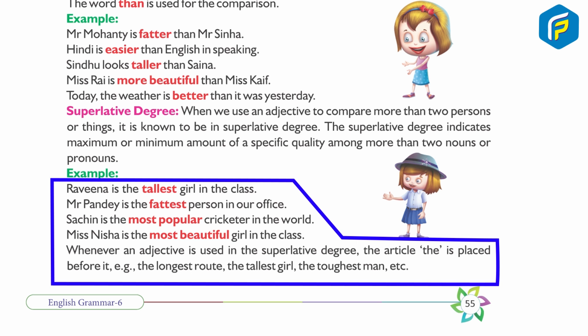Mr. Pandey is the fattest person in our office. Sachin is the most popular cricketer in the world. Miss Nisha is the most beautiful girl in the class. Whenever an adjective is used in the superlative degree, the article the is placed before it. Example: the longest route, the tallest girl, the toughest man, etc.